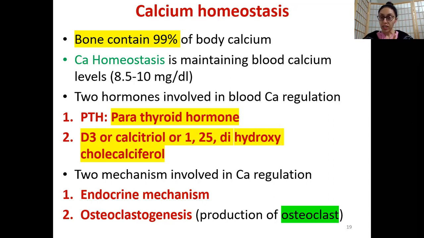Now the active form of vitamin D is called vitamin D3 or calcitriol or 1,25-dihydroxycholecalciferol. All of these are different names for vitamin D. Now you have two mechanisms involved in calcium regulation. The first one is your endocrine mechanism and the second is your osteoclastogenesis mechanism. Your endocrine mechanism predominantly has to do with your two hormones, your parathyroid hormone and vitamin D3, and your osteoclastogenesis mechanism has predominantly to do with the parathyroid hormone. So you will see the details of it.